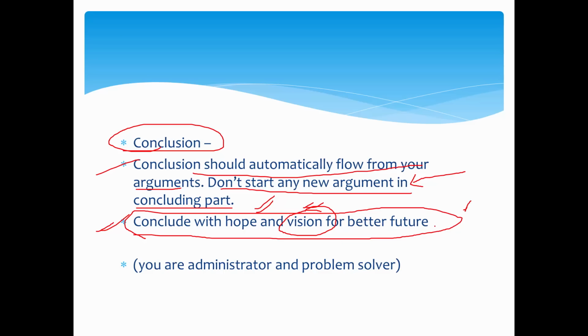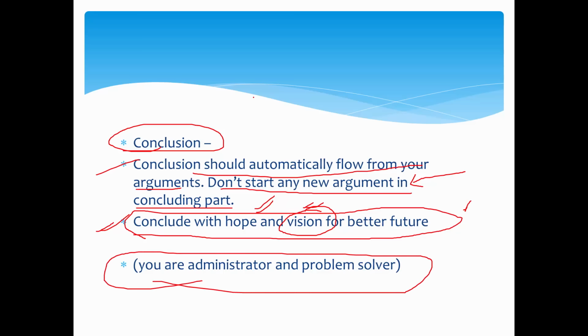So you can conclude like this will make sure that India becomes a superpower, or our constitution is followed and our democracy flourishes, or we become an economic superpower. These are some of the hopeful things which you can write. Or we will obtain gender equality, like that. So you're administrators and problem solvers, just remember that. So this is one of the approaches of writing a good essay.